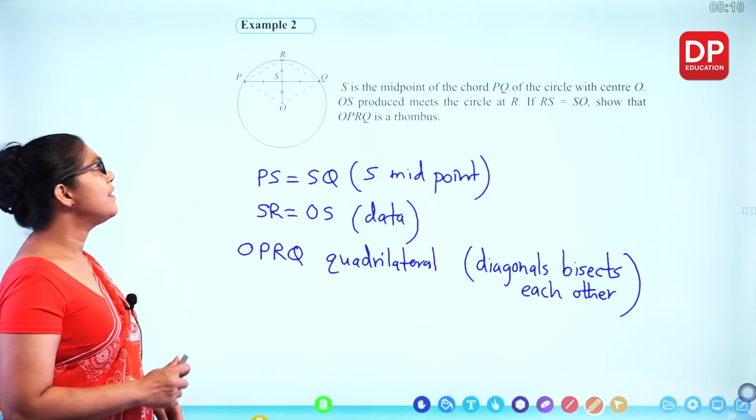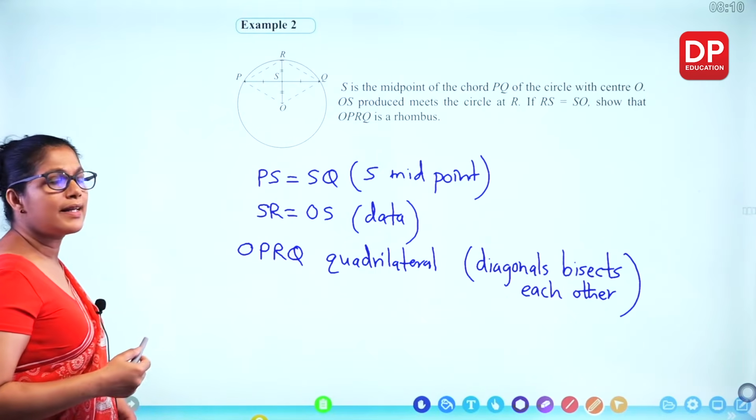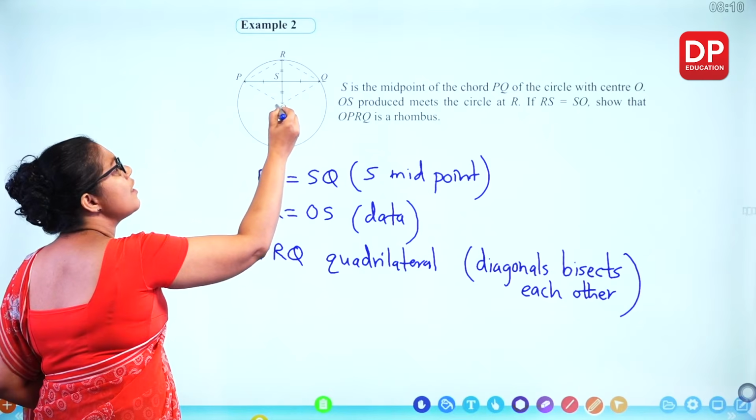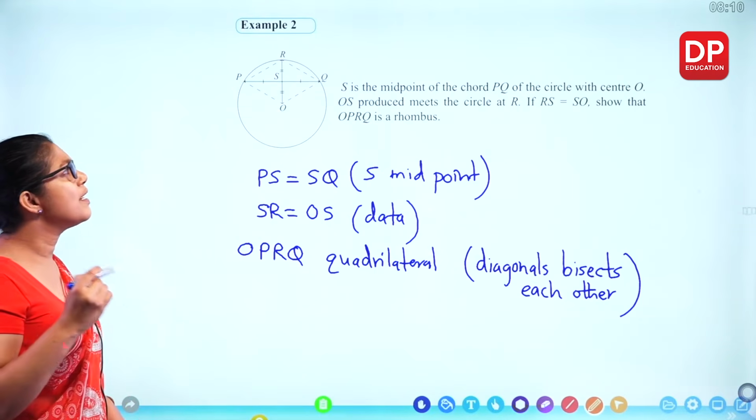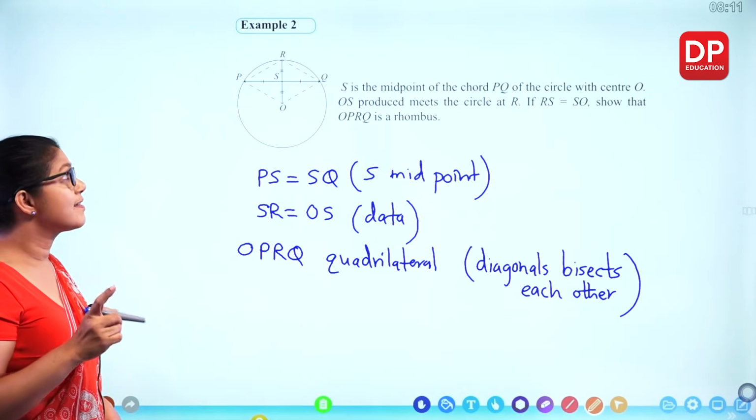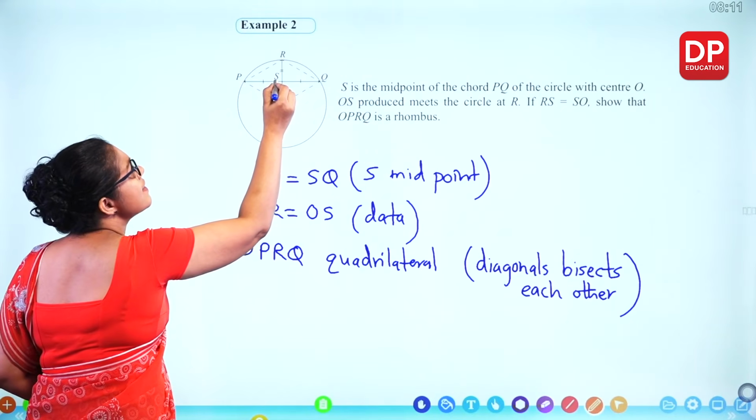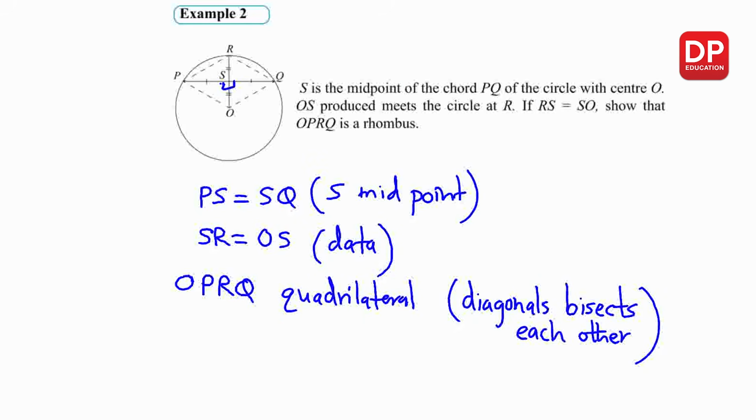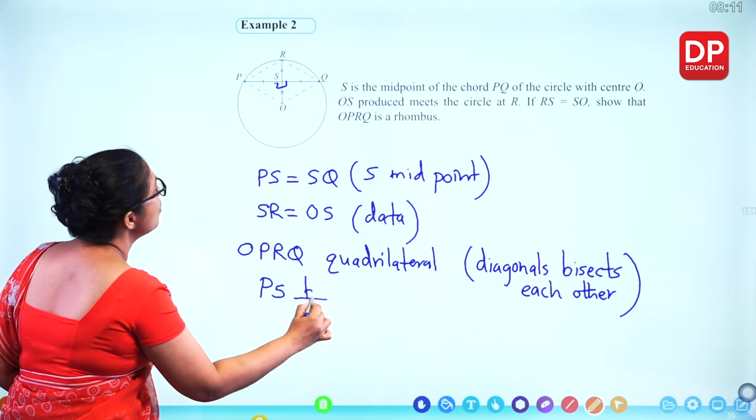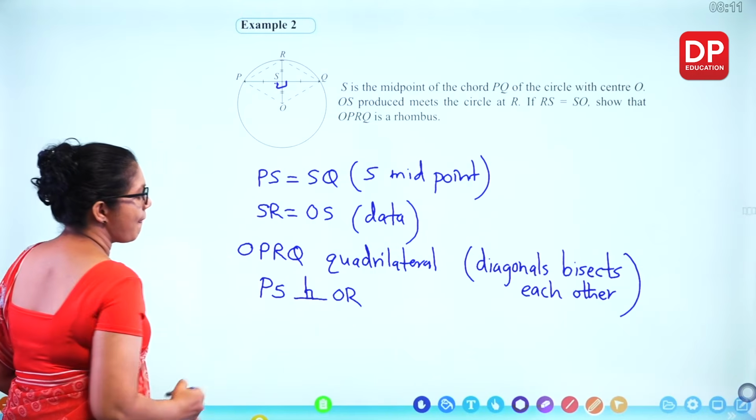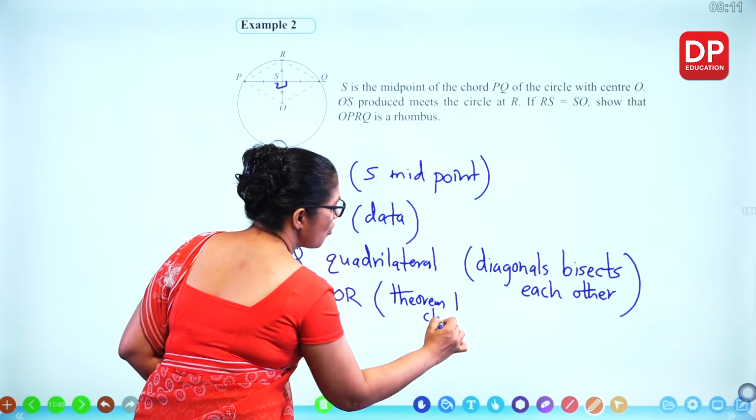And also when you look at the diagram, what can you say about OR line and PQR line? Here S is the midpoint and O is the center. When you draw the line from the center to the midpoint of the chord, that's perpendicular to the chord. So here we can see that this is 90 degrees. So here we can see PS is perpendicular to OR according to theorem number 1 related to chords.